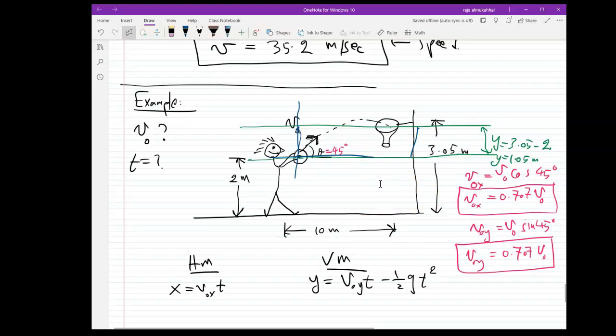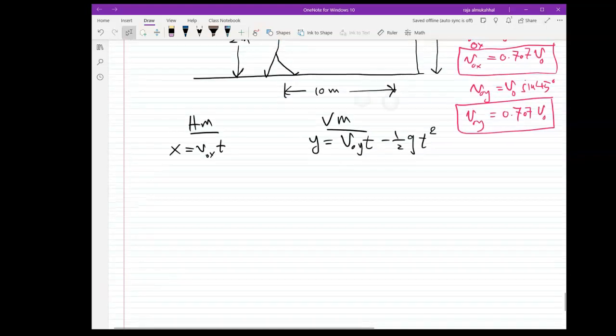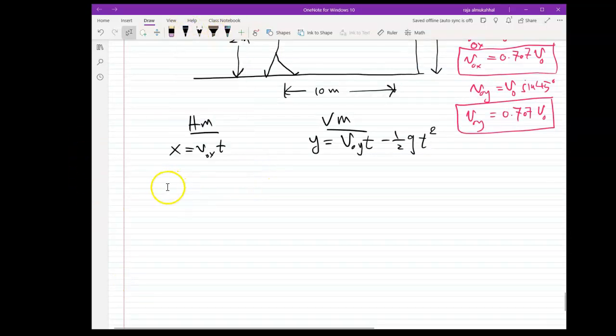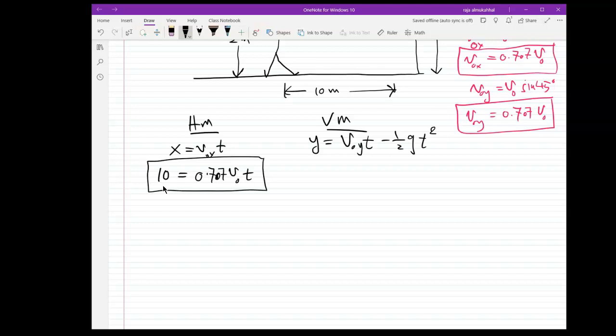Now I'm ready to plug all these numbers into those two equations. And basically I'm done with the problem. I can just solve it right now. So let's do that. I hope all of this is clear for you. So X is 10. V naught X is 0.707 V naught T. Box it. I have two unknowns here. I can't do it. I'll leave it there and come back to it later.